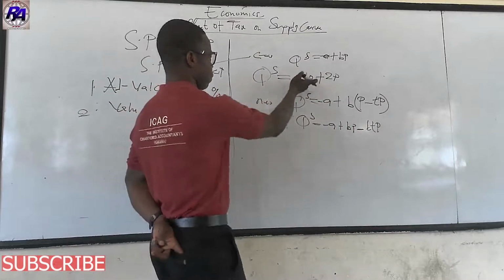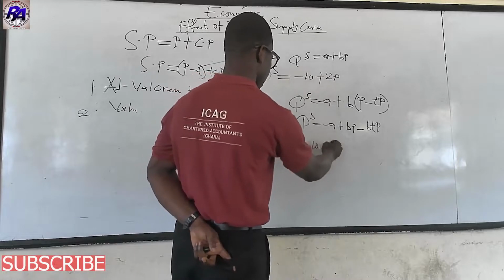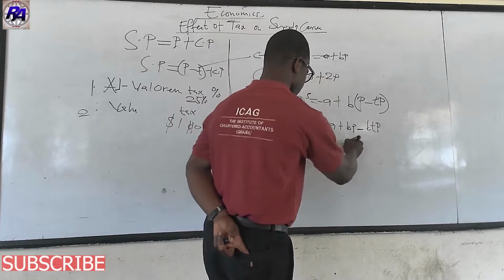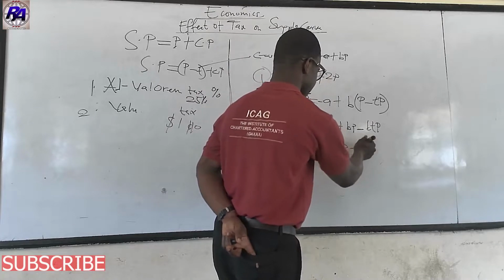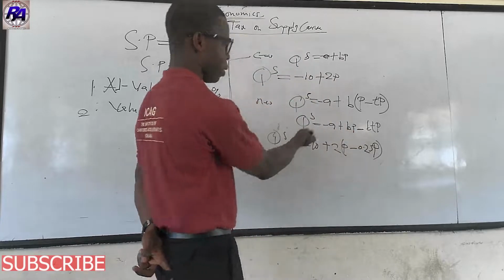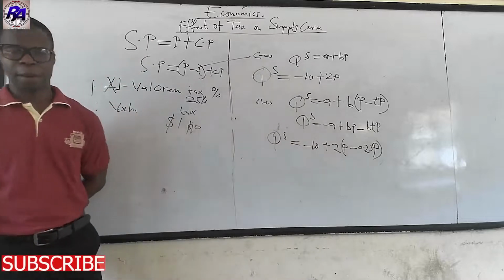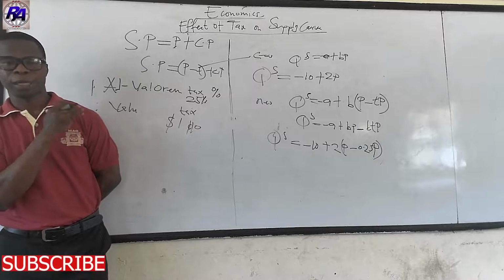This is more complicated when you are dealing with variables. Let's change the value. So in this case, we are going to get Qs is equal to negative 10 plus 2P into bracket P minus, let's say the tax is 25%, then 0.25P. So in this case, you can substitute and get your new supply function. This is the case when it is an ad valorem tax.